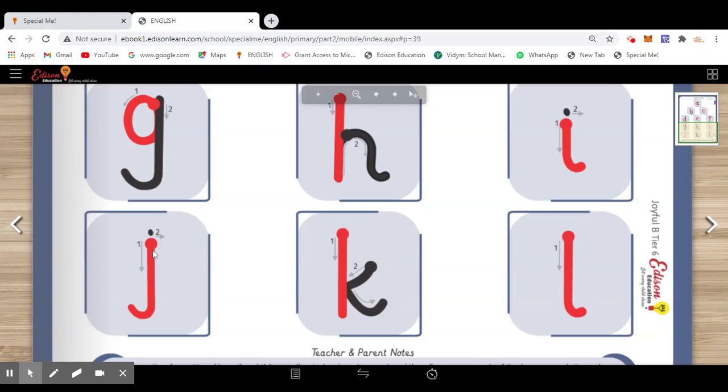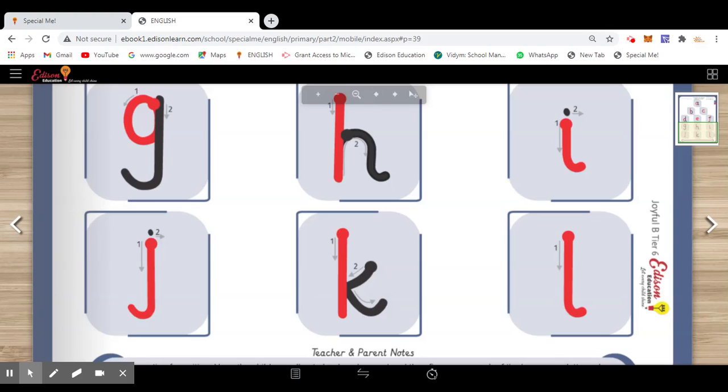So this is a letter J, and you have to trace it. First of all, you have to start from the dot. You have to make a standing line and a little curve towards the left hand side. And on top of this, you have to make a dot. So this is a letter J, and J is a phonic sound of letter J. Now come to the next letter. Which letter is this? This is letter K.